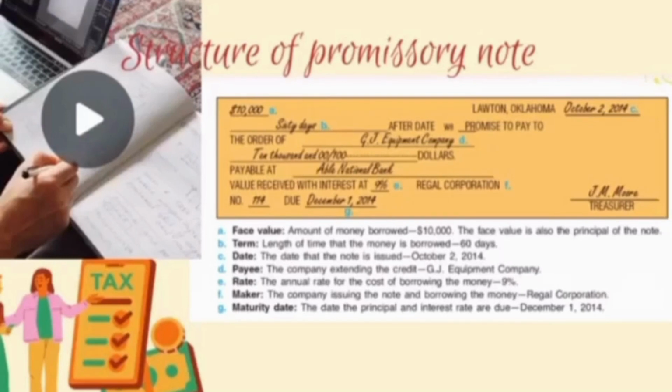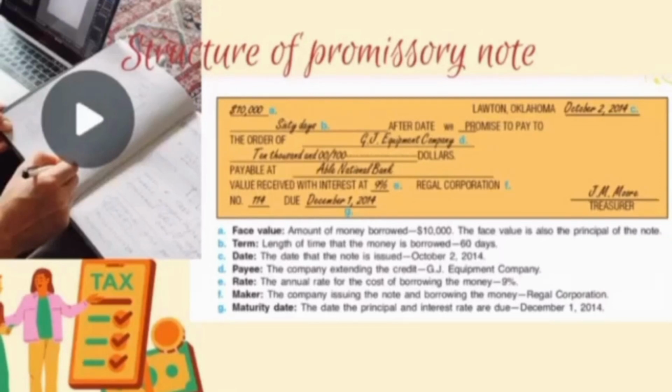So, date, the date that the note is issued, kung kanus-a siya na-aprobahan or na-pirmahan. The payee is the company extending the credit. GC Equipments is mao ni sila ang nangutang. And the rate is the annual rate for the cost of borrowing the money. For example, nangutang tag 10,000. So, magdepende na siya sa atong giutangan kung pila ang ihatag nga interest.